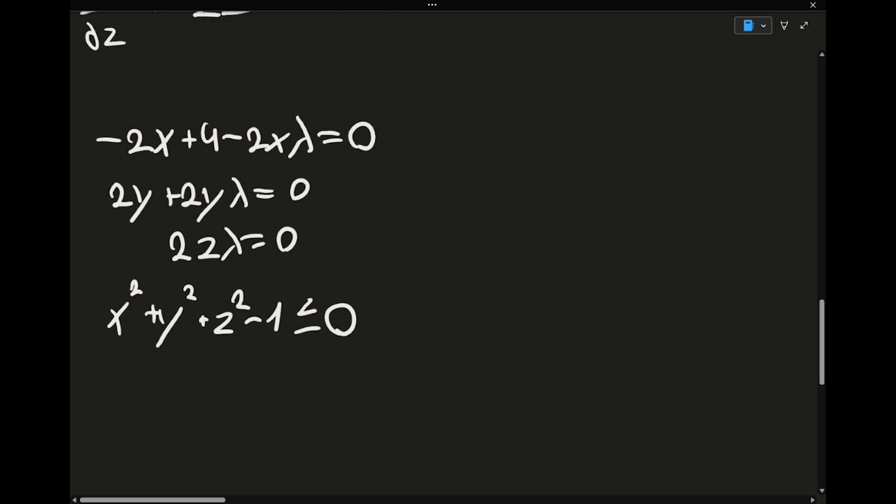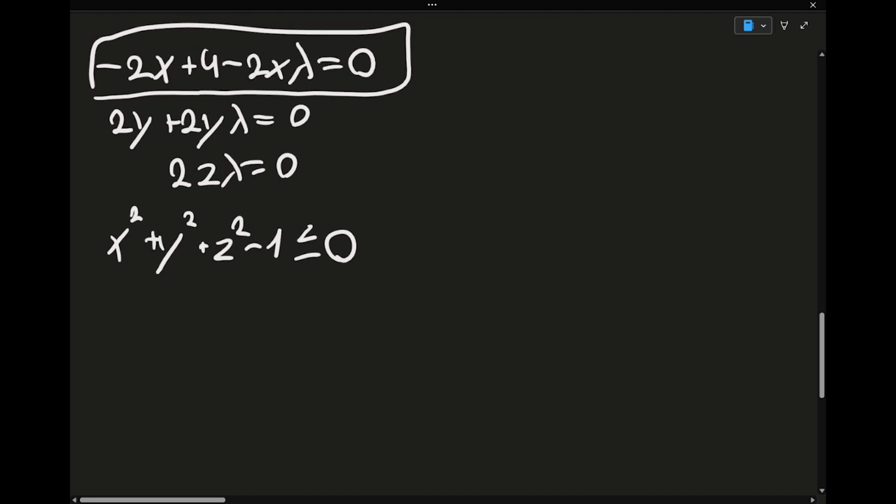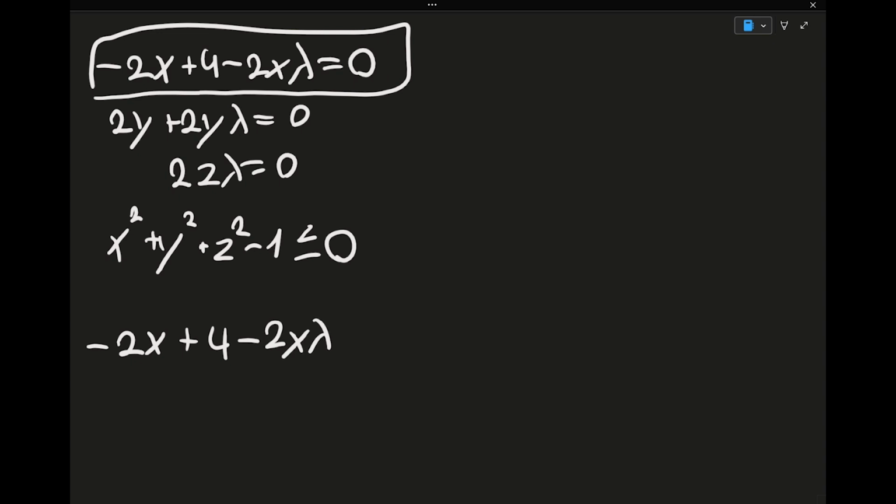If you're well versed in linear algebra, you can probably write this as a matrix and solve it that way. We will do it just by hand. We will start with our equation 1 right here. We write it down again: minus 2x plus 4 minus 2x lambda. And if we rewrite this in terms of x, we have that x is equal to 2 divided by 1 plus lambda.